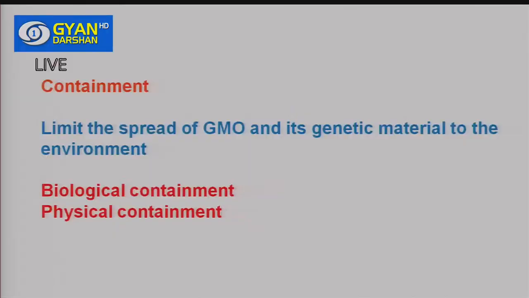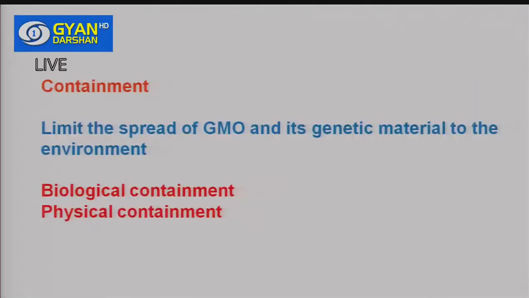Next is what is meant by containment in case of biosafety. Containment means you limit the spread of the genetically modified organism and its genetic material to the environment. That means you don't want to bring the genetically modified material into the environment. What will you do? Then you have to follow containment. Containment means you have to confine it. How can we confine? There are two ways of confinement.